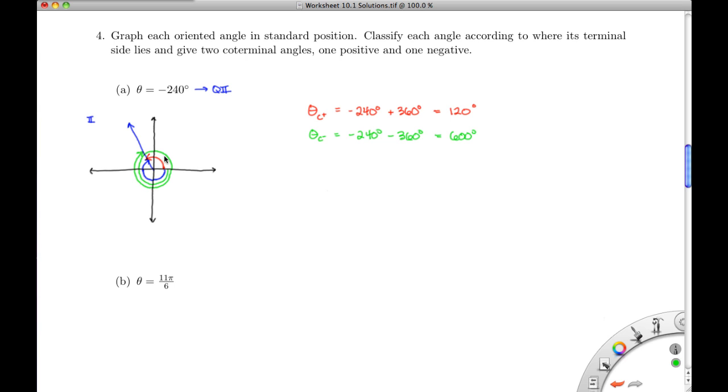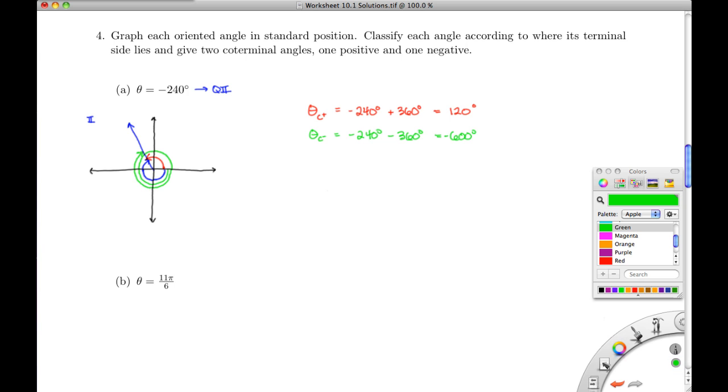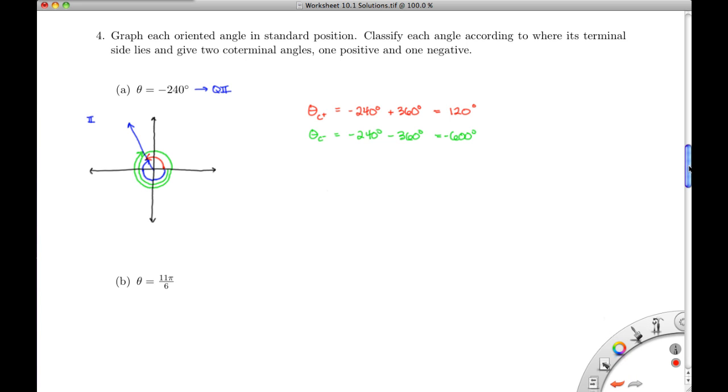So all three of these angles, negative 240, 120, and negative 600, all have the same initial and terminal sides, so they're all considered coterminal. Okay, so let's move on to the next one.